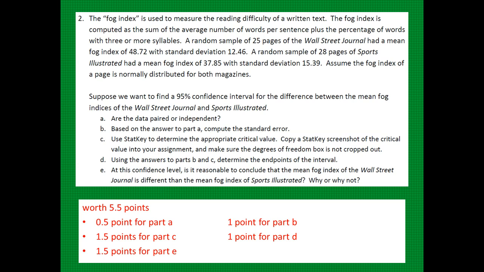Part C, you have to use StatKey to get the critical value. I suppose you could use R if you wanted to, there's nothing wrong with that, but I figure StatKey is going to be a little more conventional. So this is a confidence interval for a difference in means. You're going to use the t-distribution. Just copy that over once you've got the critical value all set up that you're going to use to get the confidence interval.